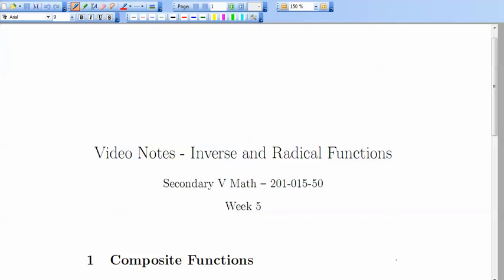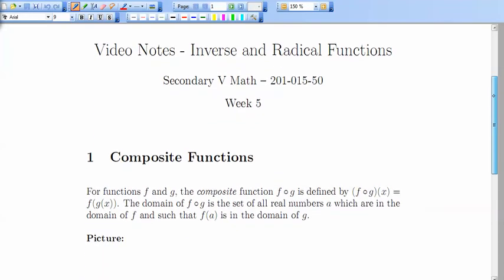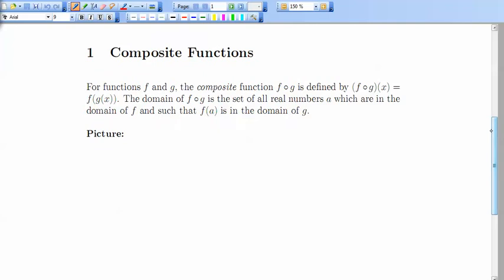Hi, this week we're going to be talking about composite functions, and specifically about inverse functions, and take a look at our first example of an inverse function, radical functions. We'll start off with a discussion of composite functions.